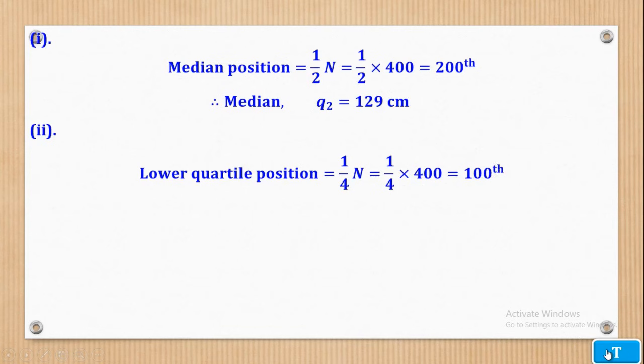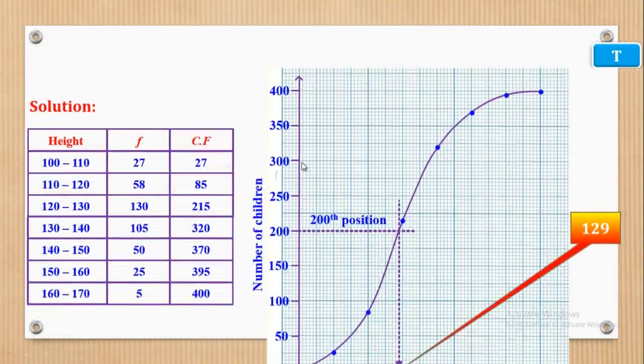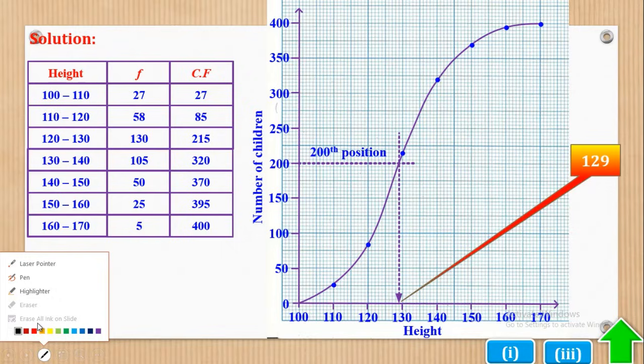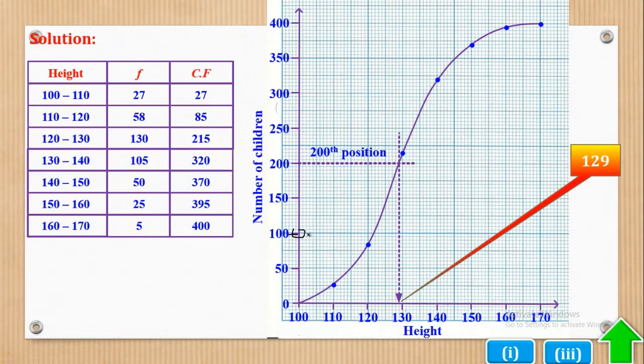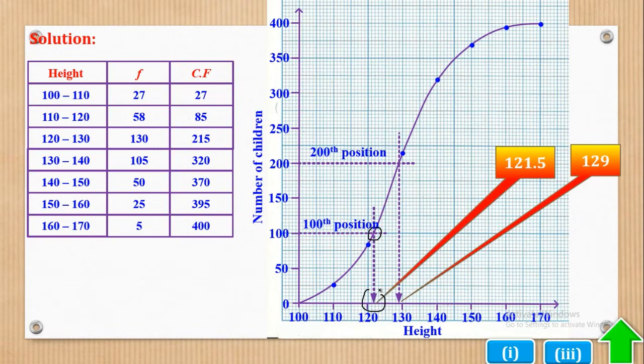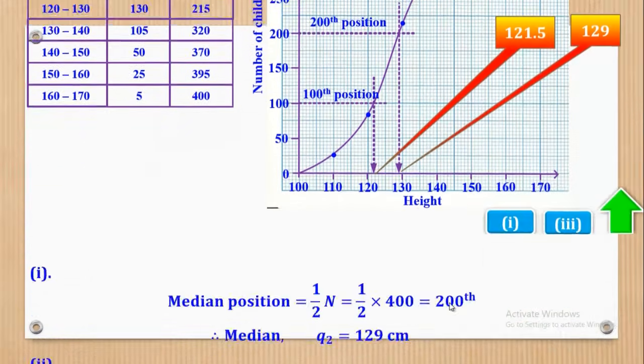Therefore we shall go back to our graph or OGIVE and locate 100 on the vertical axis. Then draw a horizontal line to meet the curve. Let's do that. Then drop a perpendicular from this point where the line meets the curve to meet the horizontal axis. Then read off this point, and that will be your lower quartile. So we shall come here and write our lower quartile.